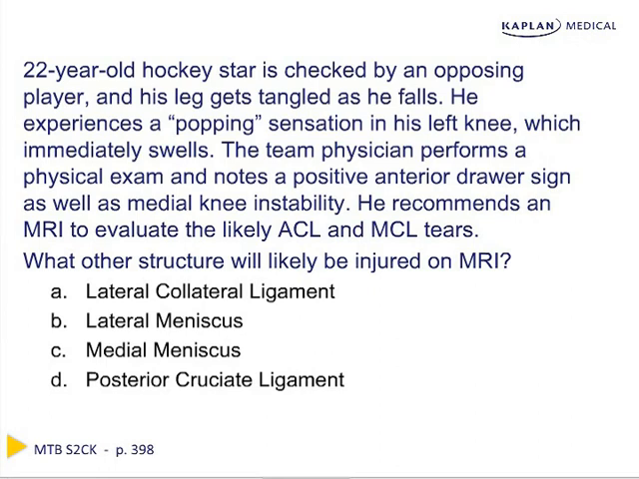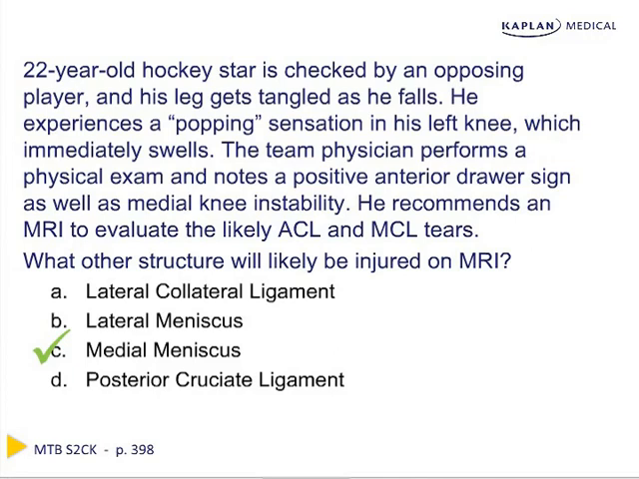On Step 2, it is rare that the test makers will ask anatomy questions, but when they do, they try to make them clinically relevant, as is seen in this case. This is the classic presentation of a so-called unhappy triad injury, which involves tears of the ACL, the MCL, and the medial meniscus. The key to remember here is that the medial collateral ligament is actually attached to the medial meniscus within the knee joint, and thus an MCL tear is likely to affect the medial meniscus as well.